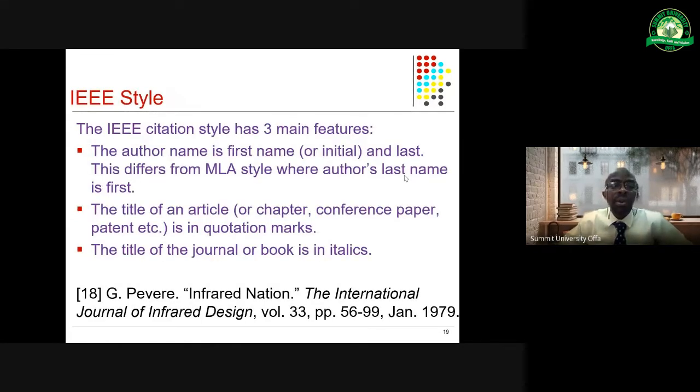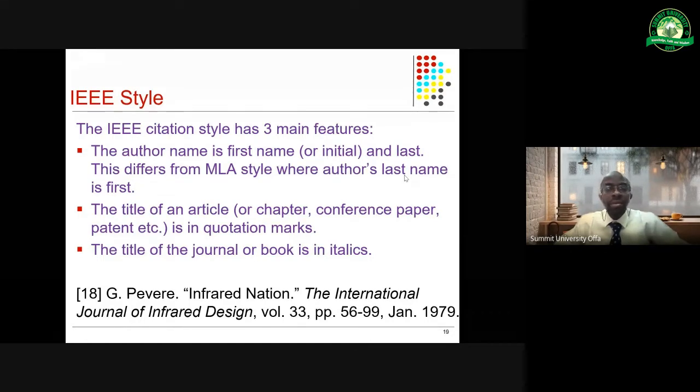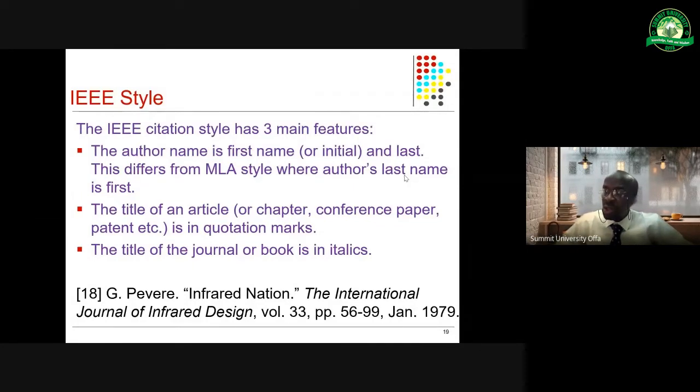So what is IEEE style? IEEE style has three main parts or main sections. Number one, the author's name. It normally starts with the initial and the surname. This differs from the MLA style, where the surname comes first. But in IEEE, you use the initials and the surname, A. M. Ibinu. But if it is MLA, it is the other way, Ibinu, A. M.